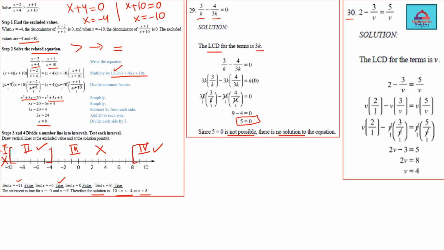Next is question 30. Again, we are going to solve using LCM. Both the denominators we have to make equal. So on the left, we take V. On the right, we take V. Cancel the common terms and simplify. So this comes out to be 2 multiplied with V minus 3 is equal to 5. Take minus 3 on the other side. It becomes 5 plus 3 equal to 8. Divide by 2. So there is only one solution. V equal to 4 in this case.